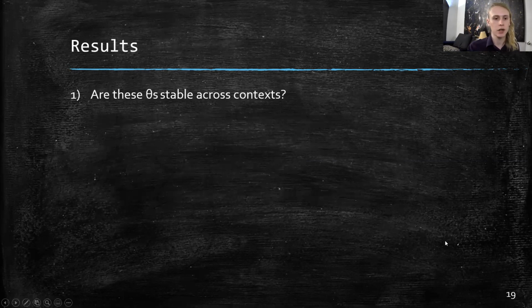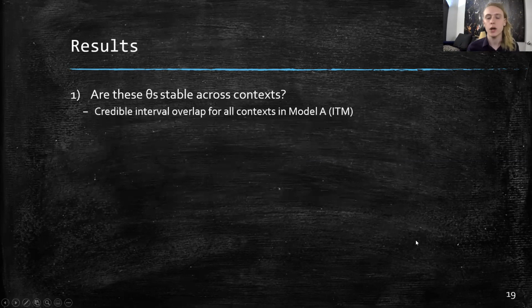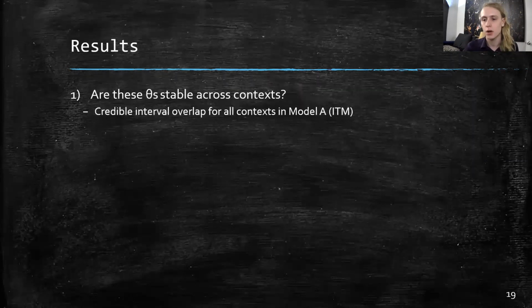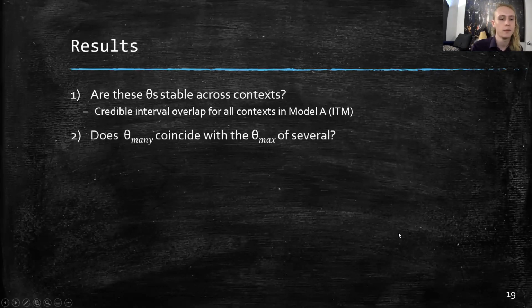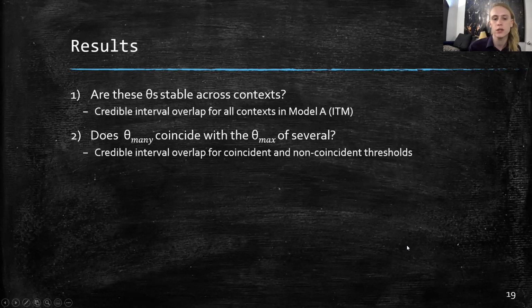Results, this is the fun part. So are these theta stable across contexts? We're going to look again at the credible interval overlap for all contexts in model A. So just like the graph we saw with Schöller and Franke, we're going to look at the theta for each context and see if there's overlap or not. For our hypotheses 2 and 3, we're also going to look at our credible interval overlap, except in this case, we're not going to do context by context. We're going to look at the coincident thresholds versus the non-coincident thresholds and see if there's overlap there.